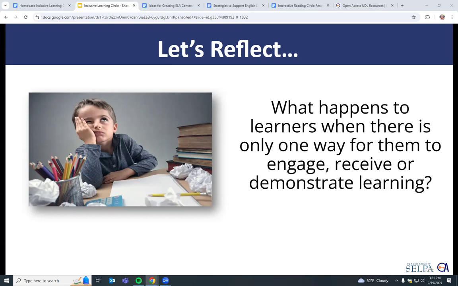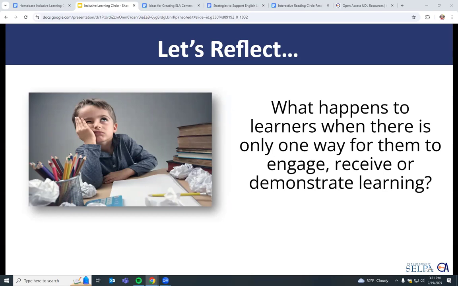All right, so let's pause and reflect for a minute. This slide says, what happens to learners when there is only one way for them to engage, receive, or demonstrate learning? One example: imagine in a classroom all students are working at their desks, sitting, reading a printed article, and their task is to highlight the main idea and supporting details of the article. One way of engaging is they're all sitting quietly. One way of perceiving is they're reading a printed article, and one way of showing what they know is highlighting the main idea and supporting details of a text.